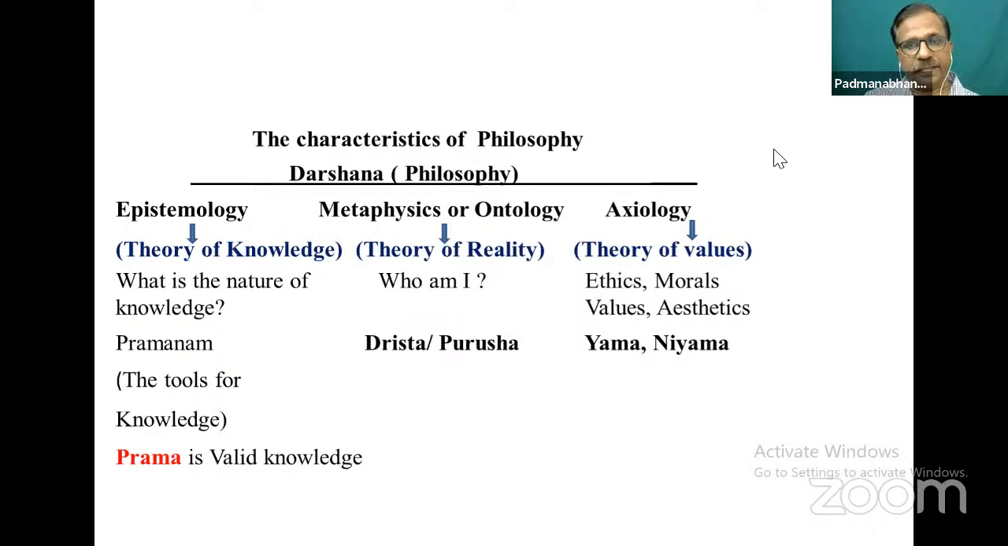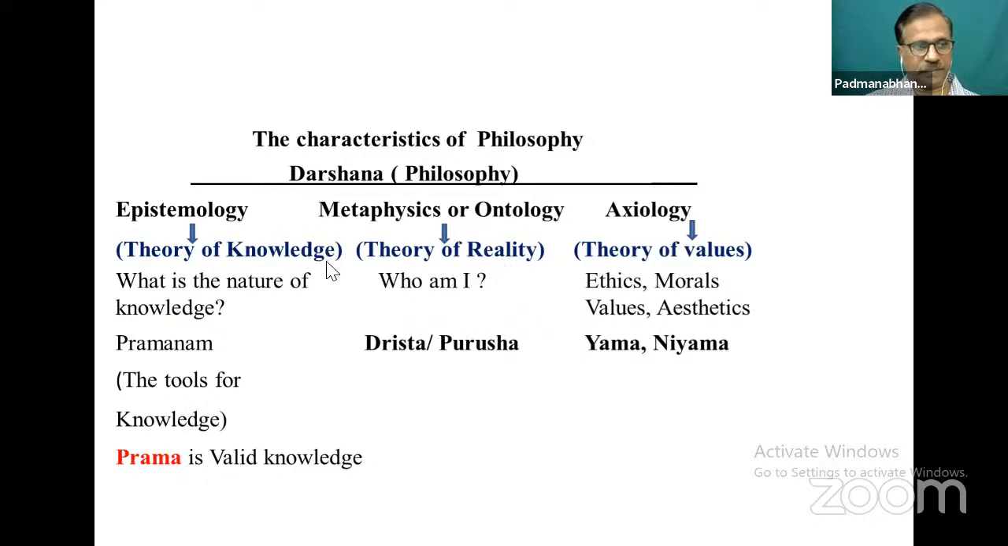And why is it a Darshana or Shastra? If we say Shastra, there are three main characteristics. You should meet the main three characteristics. So the first characteristic is epistemology. Epistemology is nothing but the theory of knowledge.